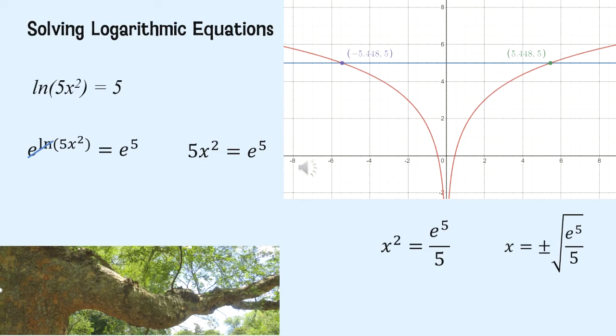If you look at our graph, we have the graph of ln of 5x squared, and it has two sections. One is negative on the negative side of the x-axis, and one's on the positive side of the x-axis. And notice we have two solutions where it's crossing the horizontal line y equals 5. One of the solutions is the square root of e to the 5th over 5, approximately 5.448, and the other solution is negative square root of e to the 5th over 5, or approximately negative 5.448. So we can see from our graph that we have two solutions. The exact values are positive or negative square root of e to the 5th over 5, or approximately positive or negative 5.448.